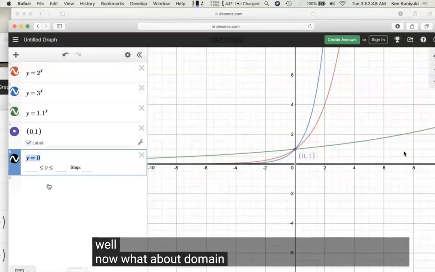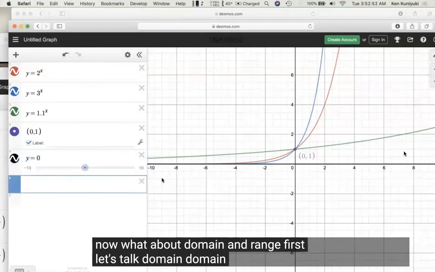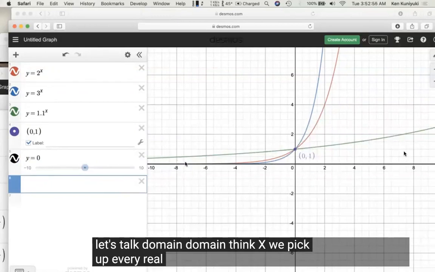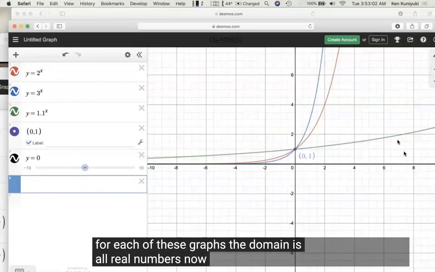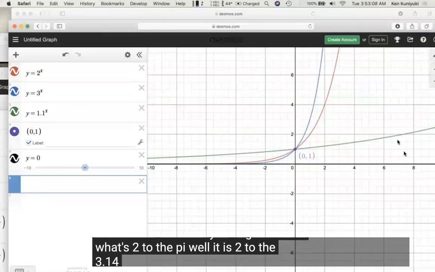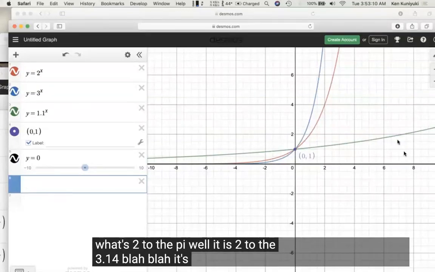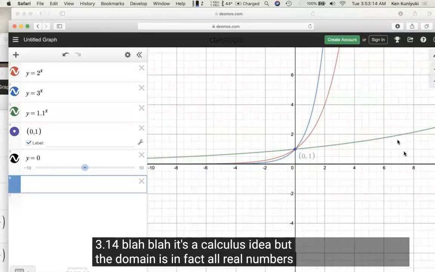Now, what about domain and range? First, let's talk domain. Domain, think x. We pick up every real number as an x-coordinate for each of these graphs. The domain is all real numbers. Now, you might wonder, what's 2 to the pi? Well, it is 2 to the 3.14 and so on. It's a calculus idea. But the domain is, in fact, all real numbers.